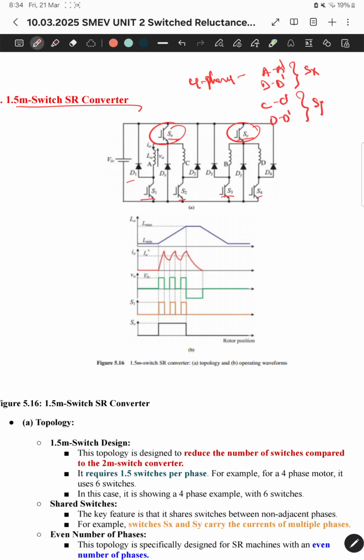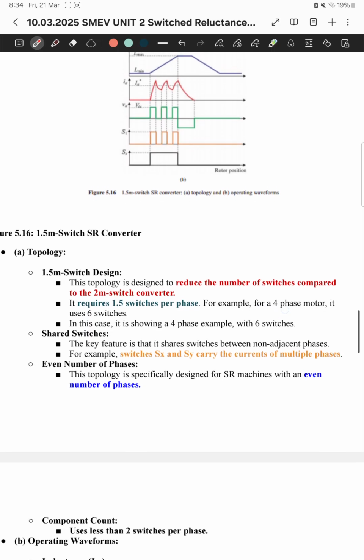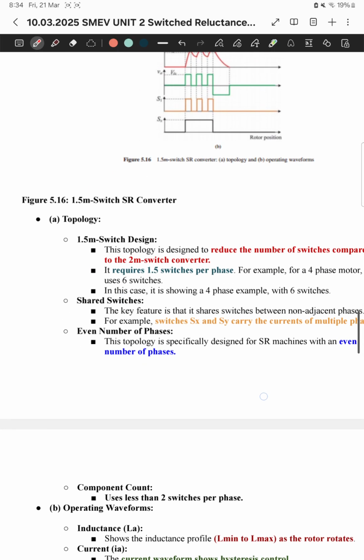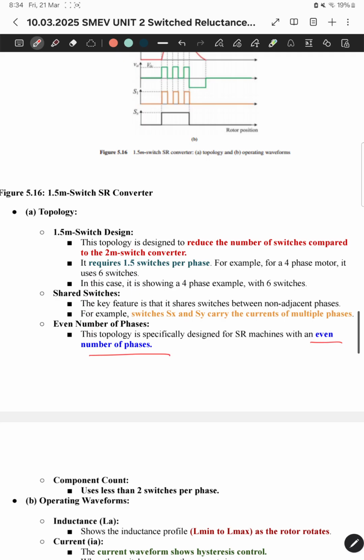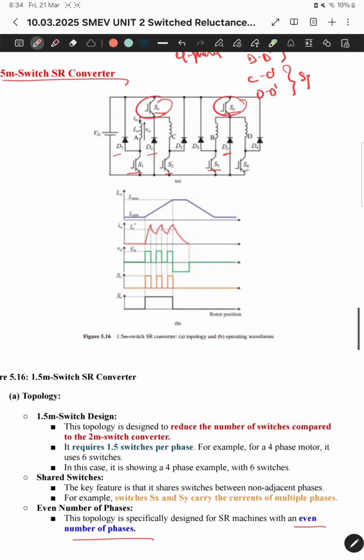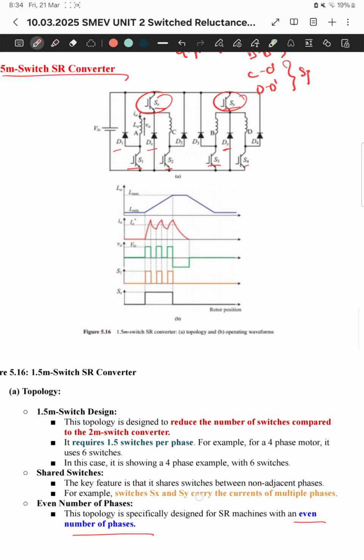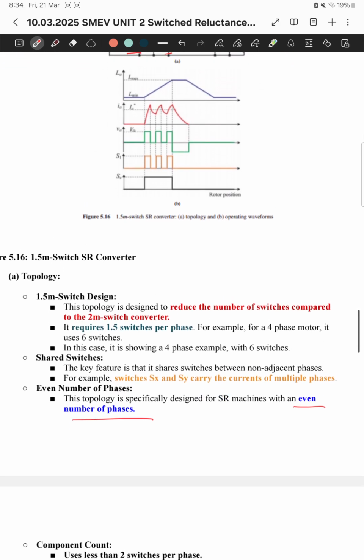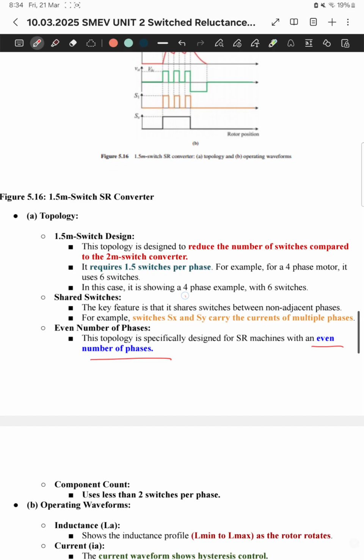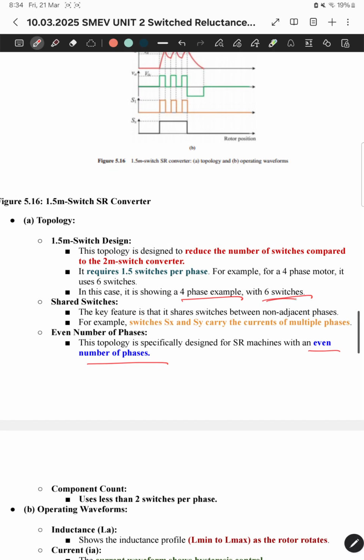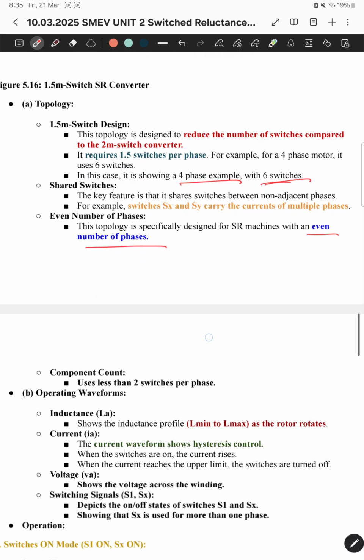Similarly, the diodes DX and DY are also used for freewheeling action. This is the topology. It is specifically used for an even number of phases only, because I cannot use 1.5 switches for 3 phases. That's why it is used for even phases only. For 4 phases, how many switches am I using? 6 switches. For 8 phases, 12 switches, and similarly in that manner.